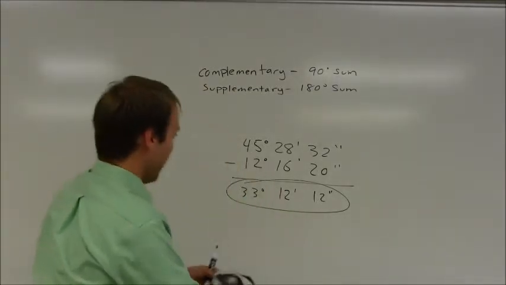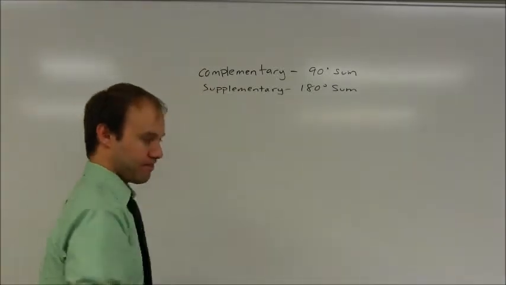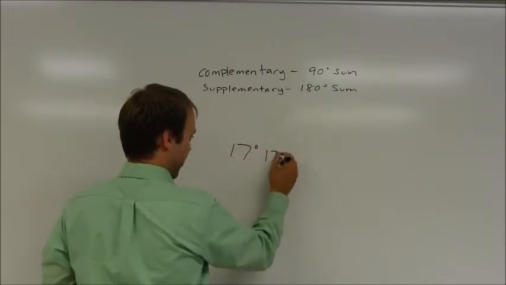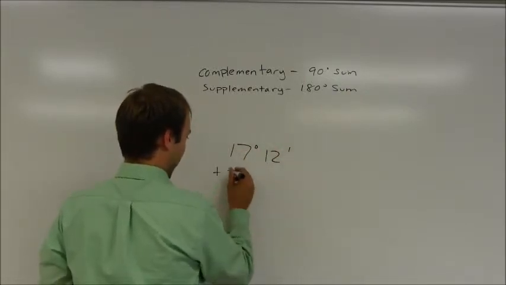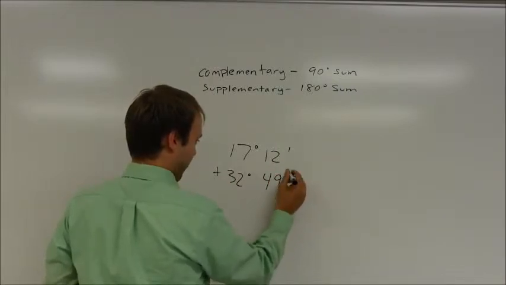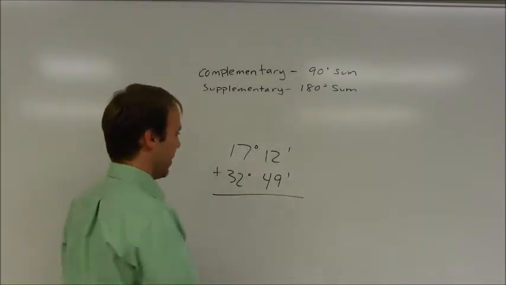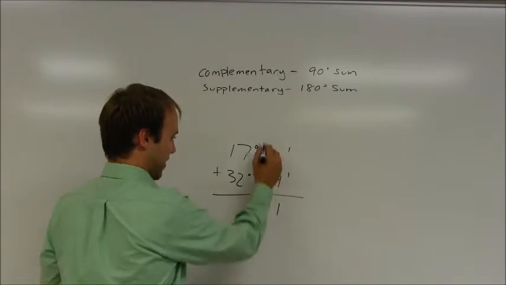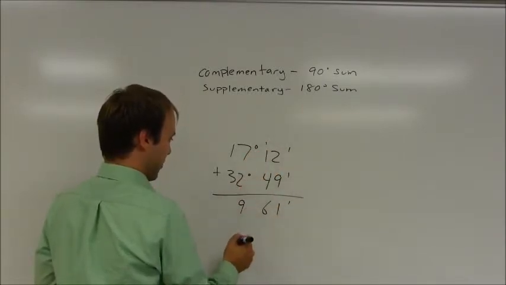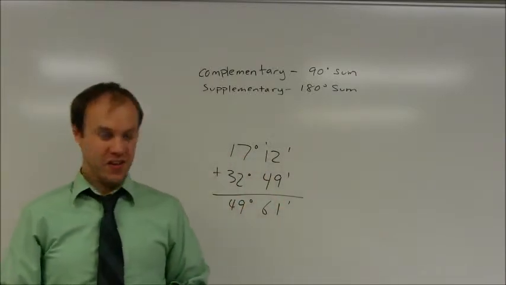However, you will run into some occasional problems. For example, let's say that I had something that looks like this. 17 degrees, 12 minutes, and I want to add 32 degrees and 49 minutes. So you start adding your like terms. 12 and 49 add up to 61. 17 and 32 add up to 49. I get something that looks like this.